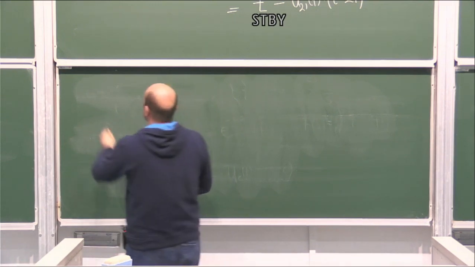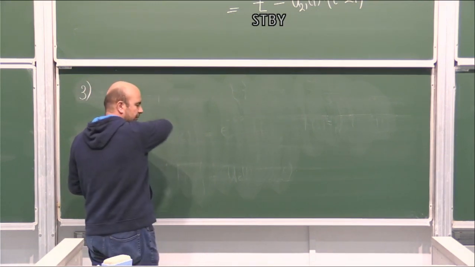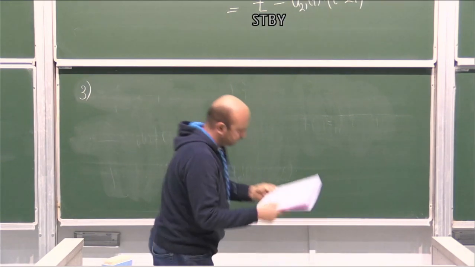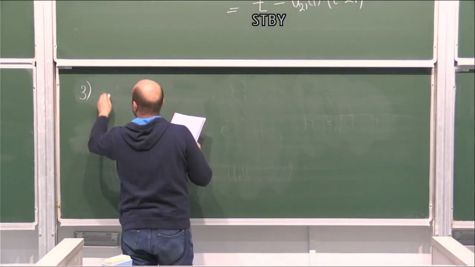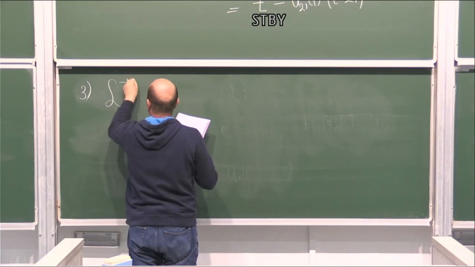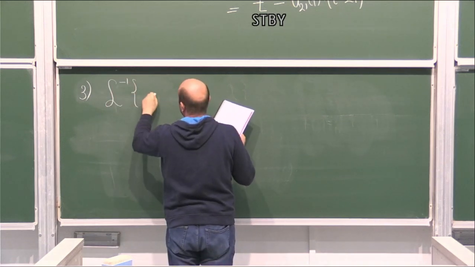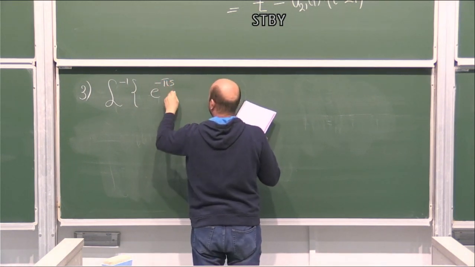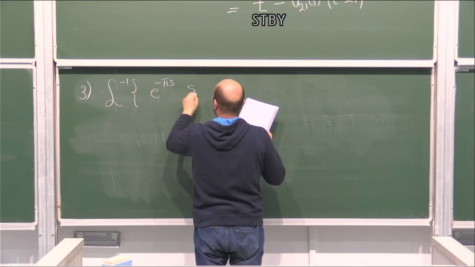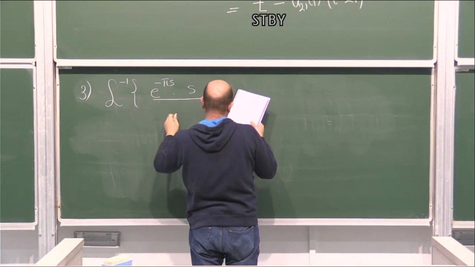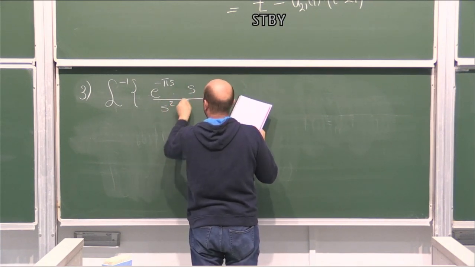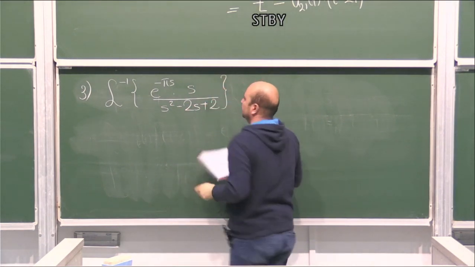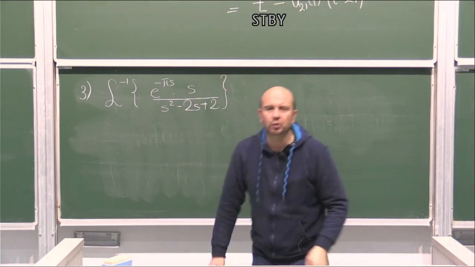All right, our third example is L inverse of e to the minus pi s over s squared minus 2s plus 2. Let's try to compute its inverse Laplace.